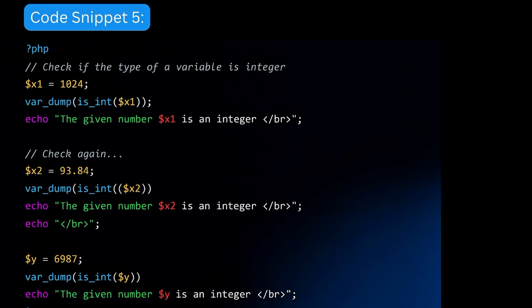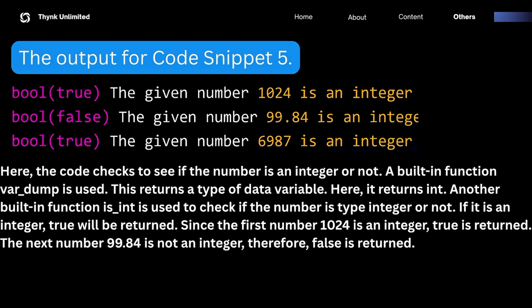is_int checks whether a variable holds an integer value. It returns true for integers and false for non-integer values. is_long and is_integer are simply aliases of is_int. var_dump is used to display both the data type and the result of the check. This combination of functions gives PHP developers a reliable way to verify numeric data before using it in logical or mathematical operations.